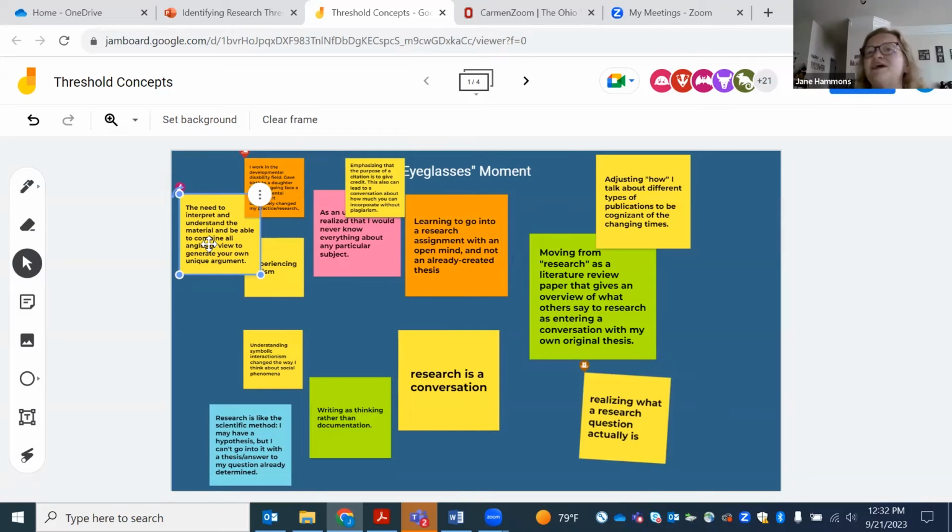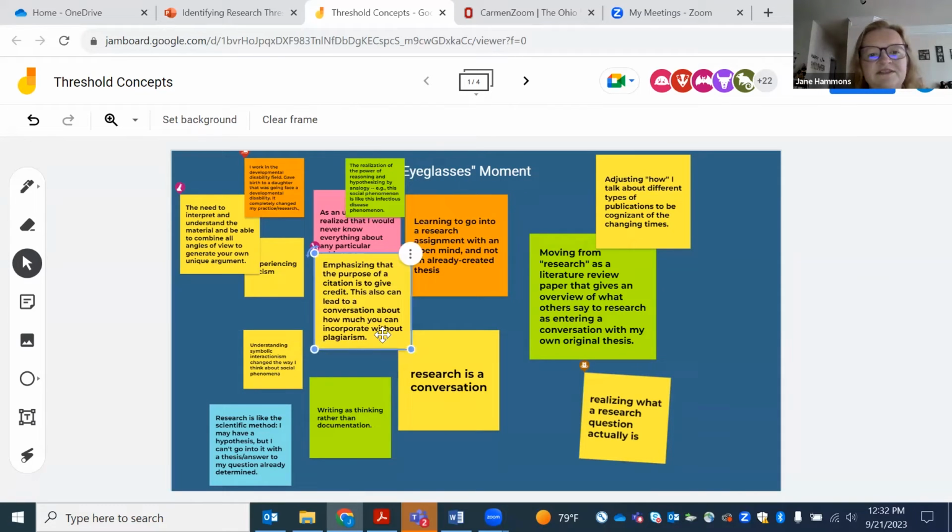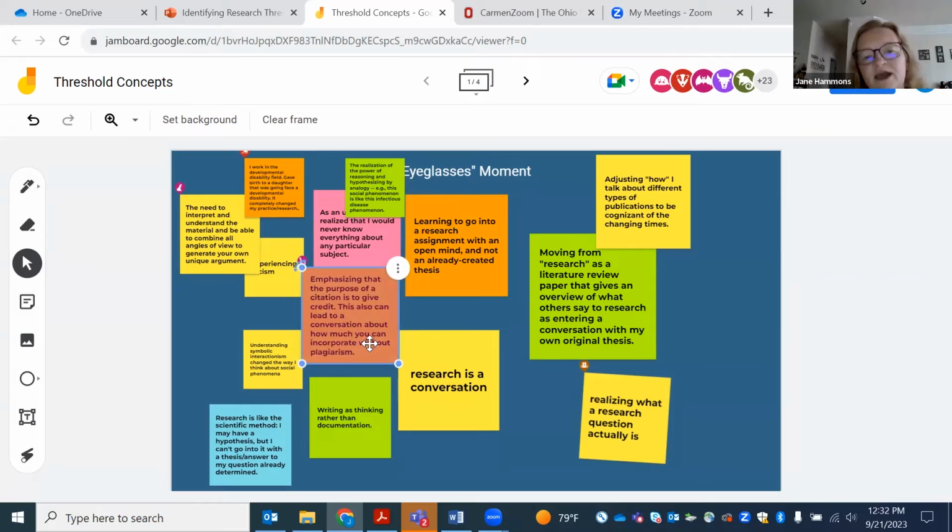So that definitely seems like a theme that several folks have had there, this sort of opening up the perspective of research as this process of inquiry, and research as a process of conversation, and going into research with an open mind and not having the predetermined, this is what I'm going to find. Absolutely. Let's see. Emphasizing that the purpose of citation is to give credit. This can lead to a conversation about how much you can incorporate without plagiarism. Yes.